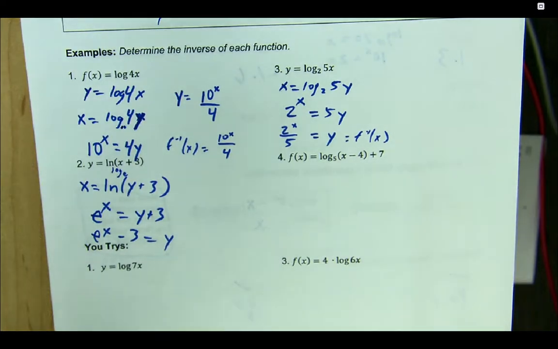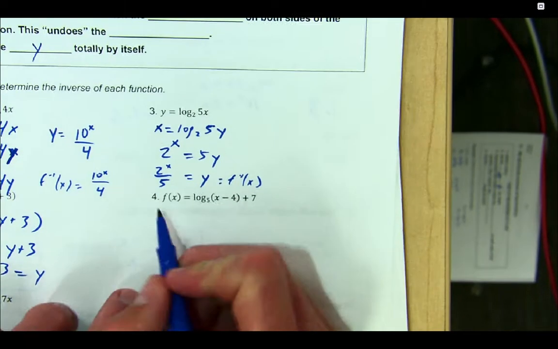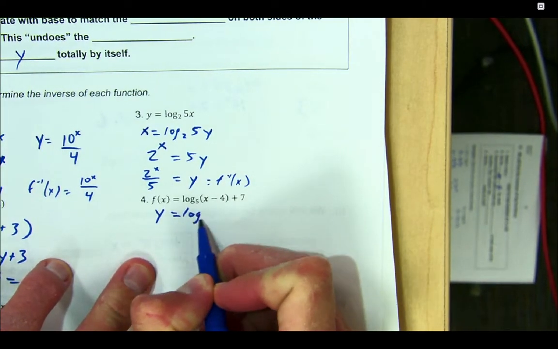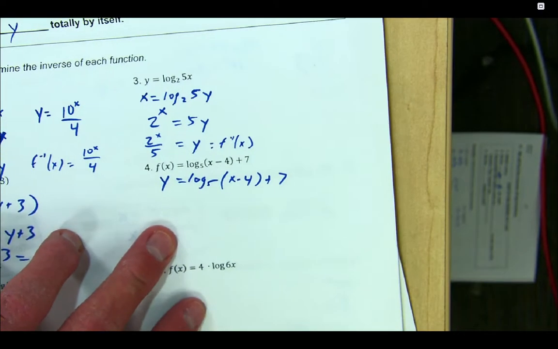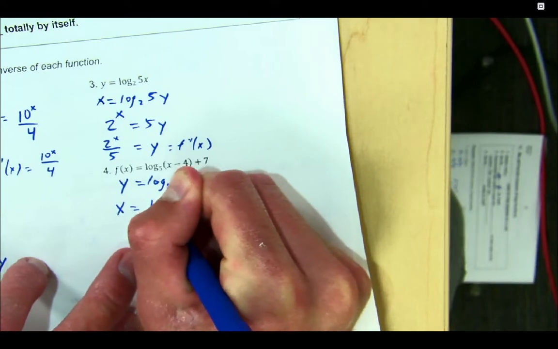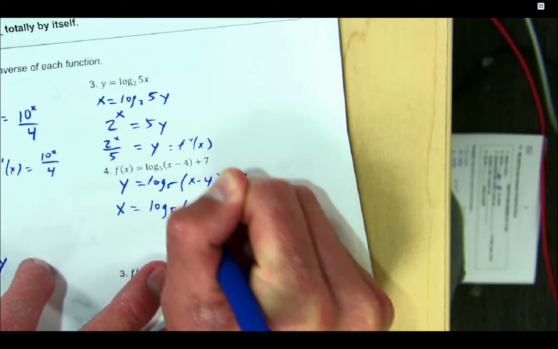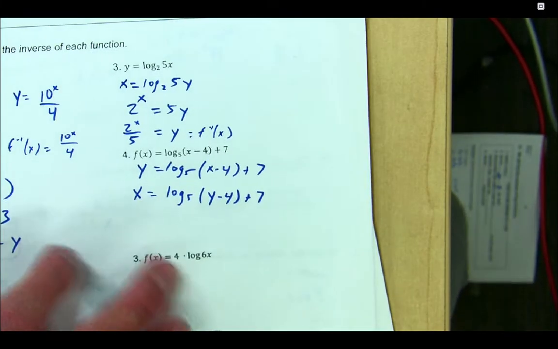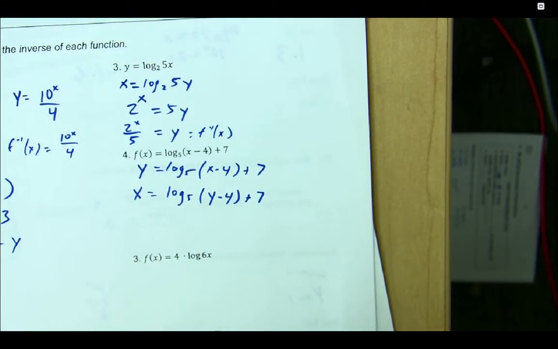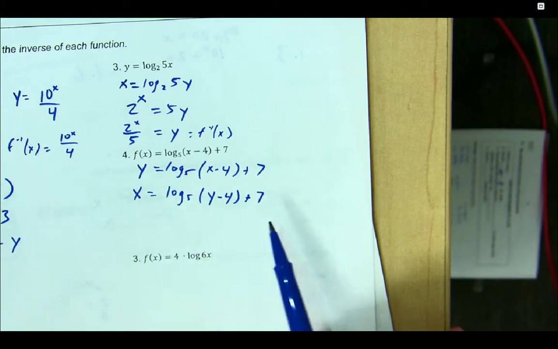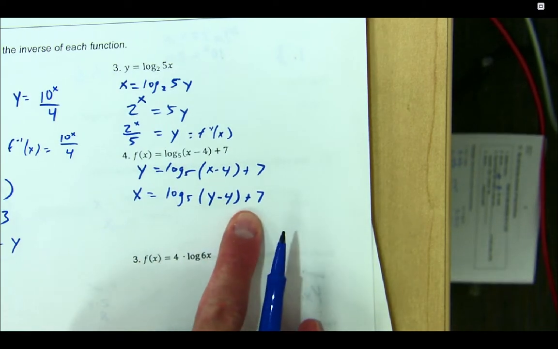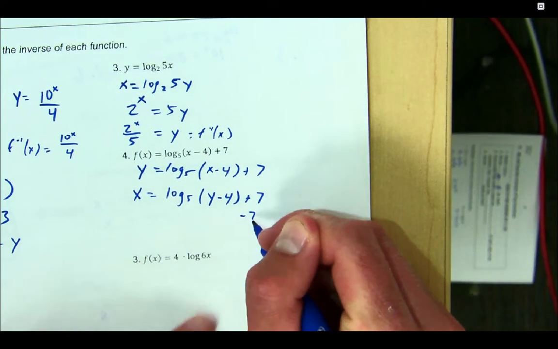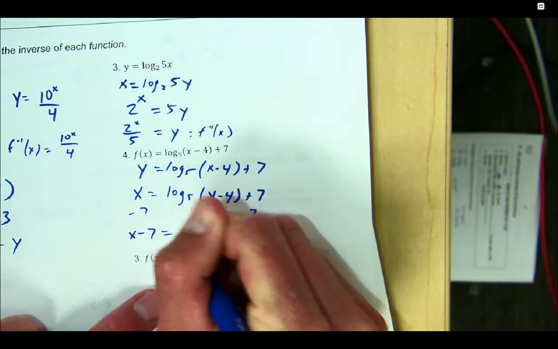Okay, so let's take a look at number 4 here. Log base 5 of x minus 4 plus 7. First step, finding inverses. Switch x and y back and forth. So I switch x and y back and forth. And now I'm actually going to go ahead and solve for y. So before I start switching everything around, I kind of like it when it's just the log of something on one side. This plus 7 is kind of cramping my style, so I'm actually going to subtract 7 from each side first.